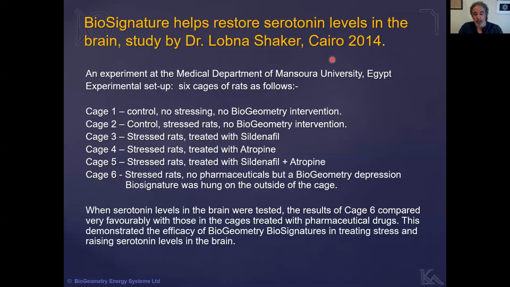Let's see what happened. When serotonin levels in the brain were tested, the results of cage 6 compared very favorably with those in the cages treated with pharmaceutical drugs. This demonstrated the efficacy of biogeometry biosignatures in treating stress and raising serotonin levels in the brain.